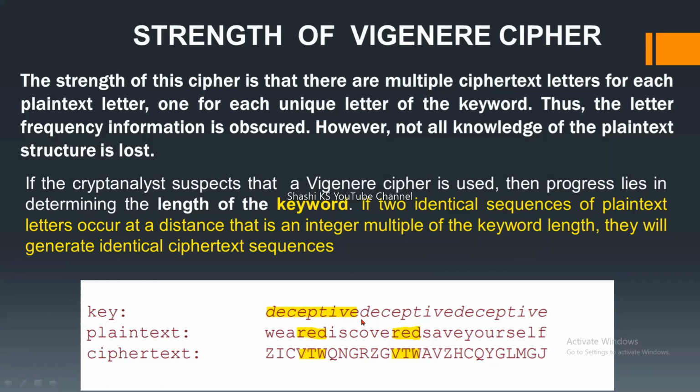In general, if the keyword length is n, then the ciphertext will consist of n monoalphabetic substitution ciphers. Thus, the cryptanalyst can use the known frequency characteristics of the plain text to attack each of the monoalphabetic ciphers separately.